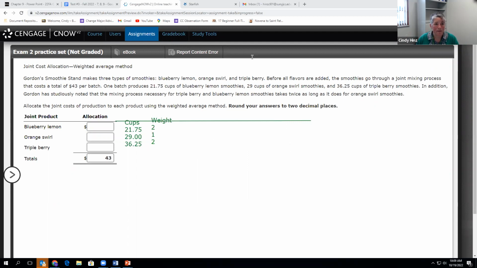Next, and let me see if I can just erase that green line so it's not in our way. So next we are going to apply that weight to come up with the weighted number of cups. I'm just going to call it weighted cups. So I'm just multiplying across. 21.75 times 2 is 43.5 for blueberry lemon. For orange swirl, 29 times 1 is, of course, 29. And 36.25 times the weight of 2, 72.5.